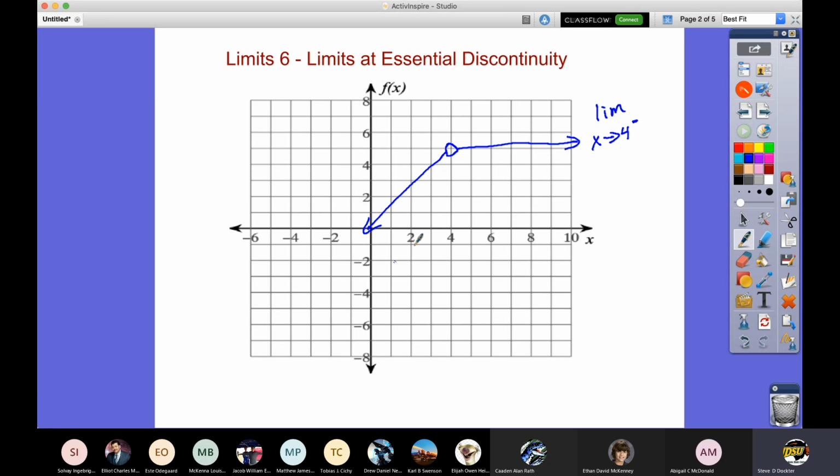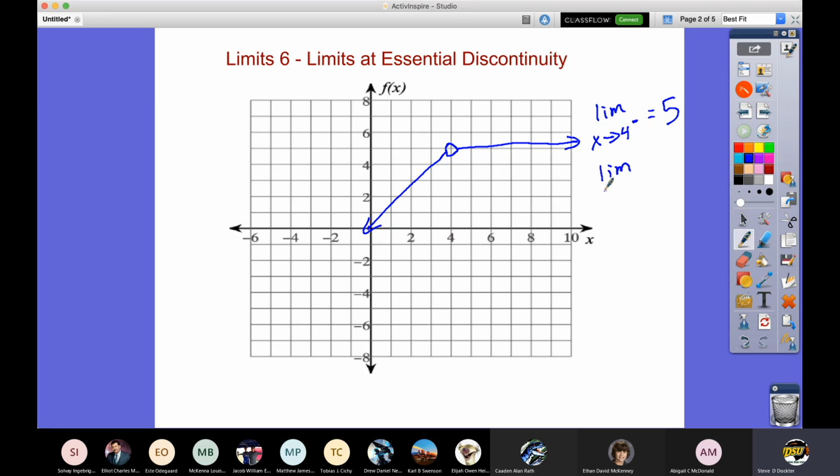All right, well, from the left on the graph, that just means we're coming along this line because this is all on the left side of 4. All right, and the closer and closer we get to 4, the closer we get to 5 here. All right, so that would be our first one.